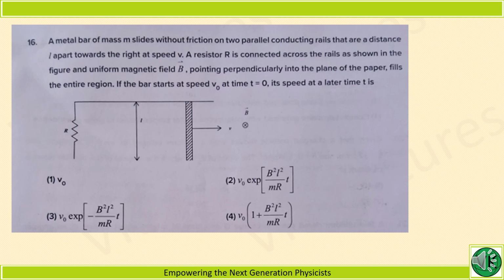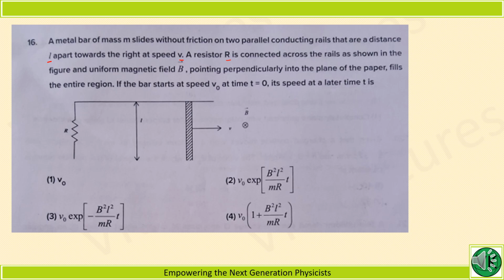The metal bar of mass m slides without friction on two parallel conducting rails that are at a distance L apart towards the right at a speed v. A resistor R is connected across the rails as shown in the figure, and a uniform magnetic field B pointing perpendicular into the plane of the paper fills the entire region.